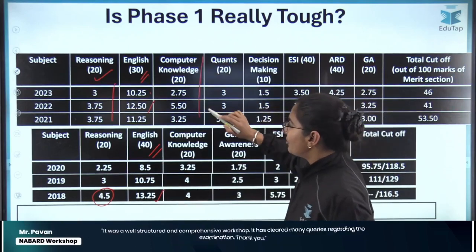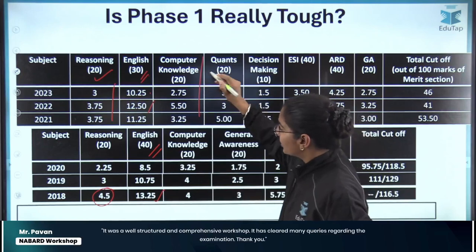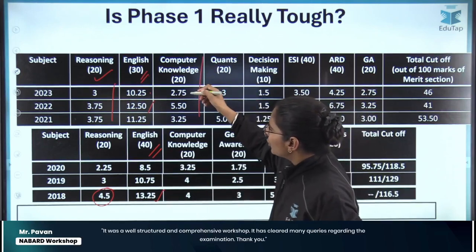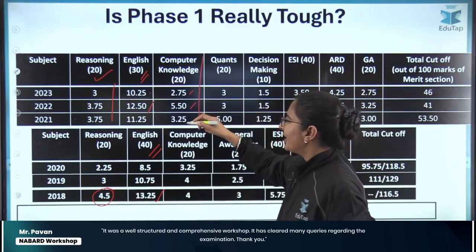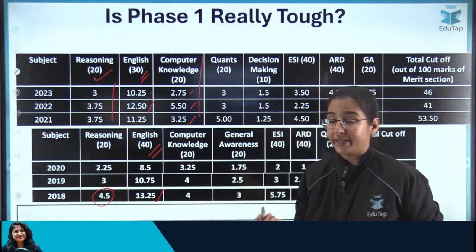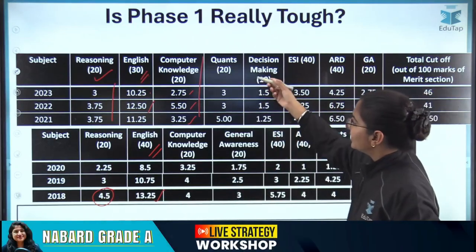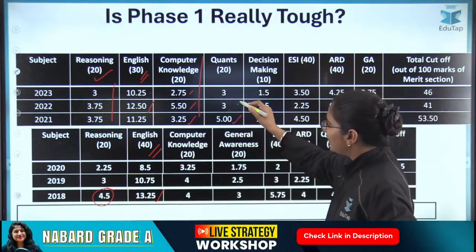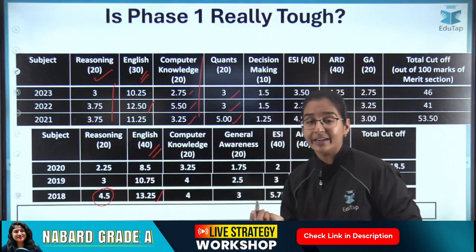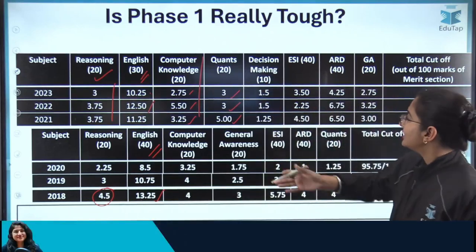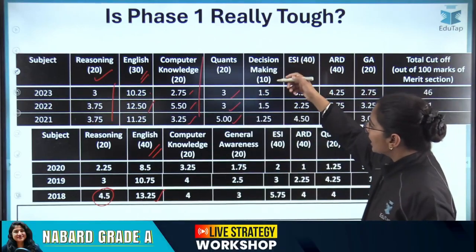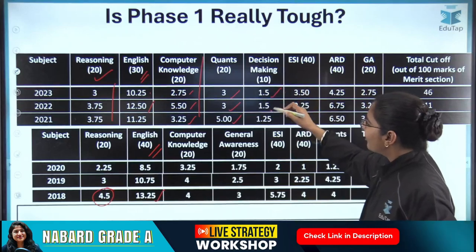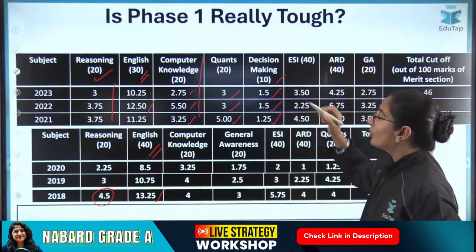In computer knowledge, if we talk about the cutoff, it has been around 2.75 marks, 5.5 or 3.25 out of 20. Coming to the quants part, the cutoff has been 5 marks, 3 marks or 3 marks out of 20, right? So last 3 years if we analyze. Again, in decision making, the cutoff was 1.5, 1.5 and 1.25 out of 10 marks.